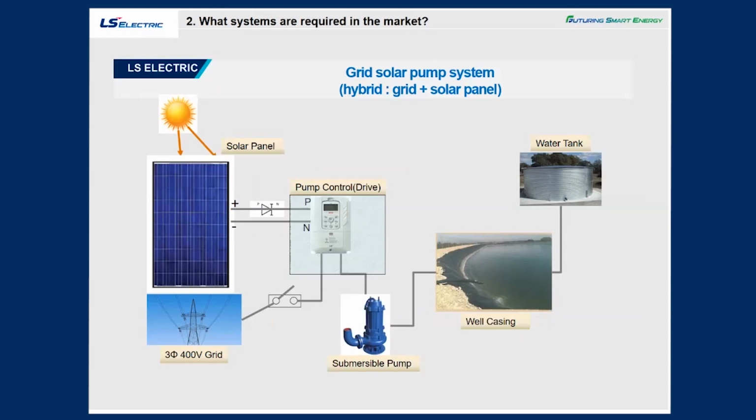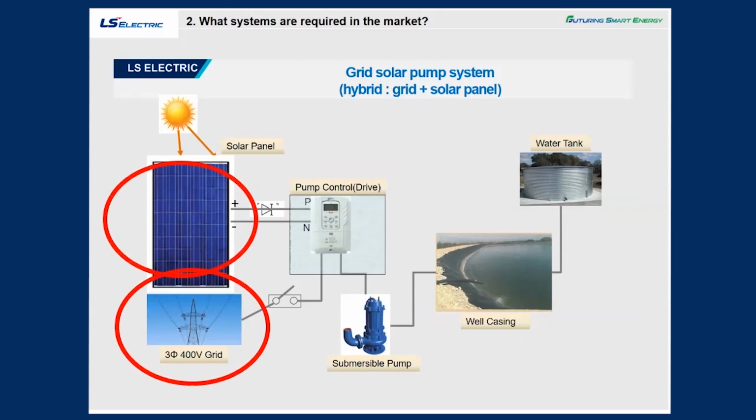The third system also needs the drive to operate the pump for 24 hours without a diesel generator, but instead the energy is supplied from the solar panel and the grid. The drive is installed in a field where electricity is supplied and mainly operates with the solar panels during the daytime, and energy is supplied from the grid at nighttime, depending on the amount of solar radiation.